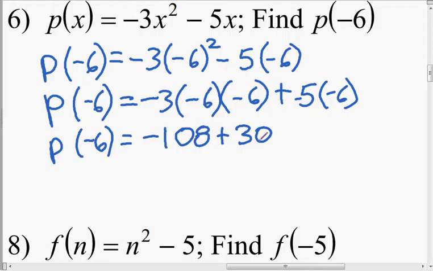And in my mind, I have to add 30 and negative 108. That's the same as 30 minus 108. And when I do 30 minus 108, I actually do 108 minus 30 and make the answer negative. So I end up with p of negative 6 equals negative 78.